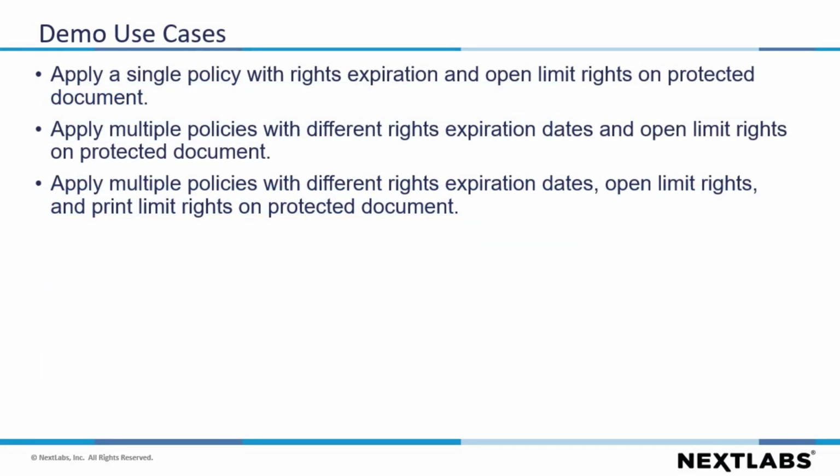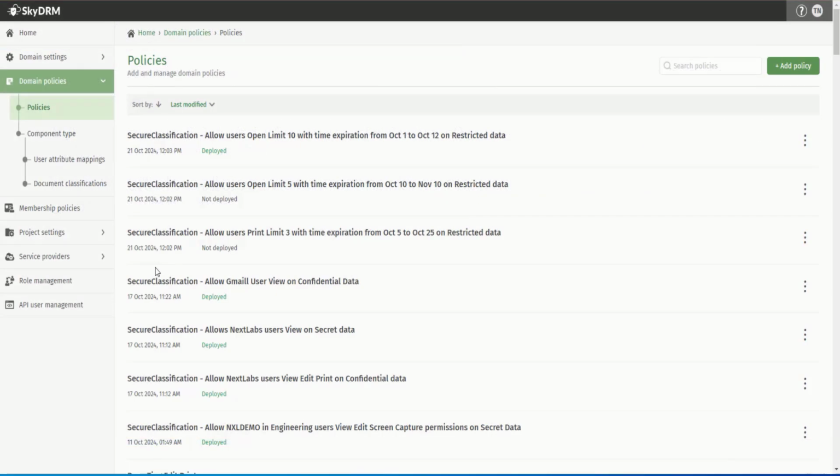In this demo, I will demonstrate the following cases. First, apply a single policy with rights expiration and open limit rights on protected documents. And 2, apply multiple policies with different rights expiration dates and open limit rights on protected documents. 3, apply multiple policies with different rights expiration dates, open limit rights, and print limit rights on protected documents. Let's move into the demo.